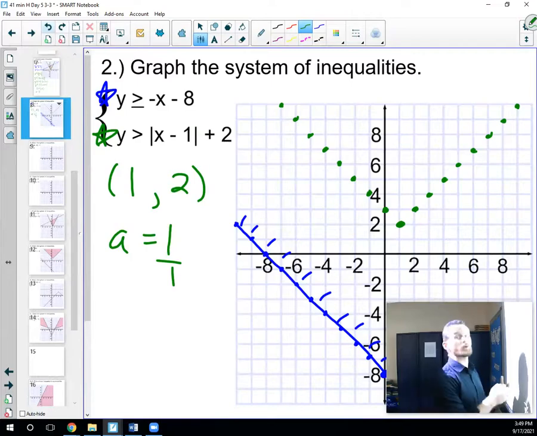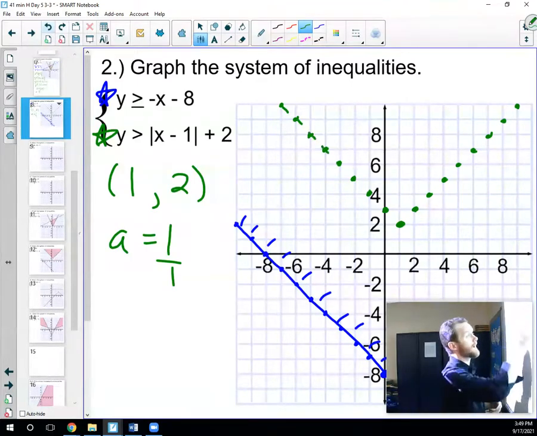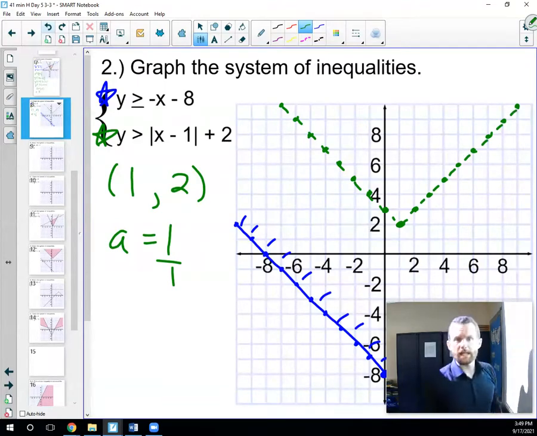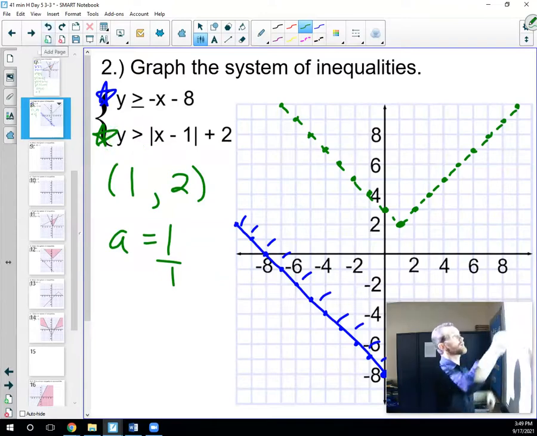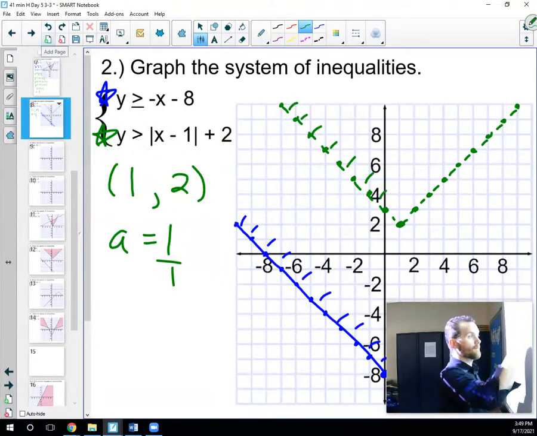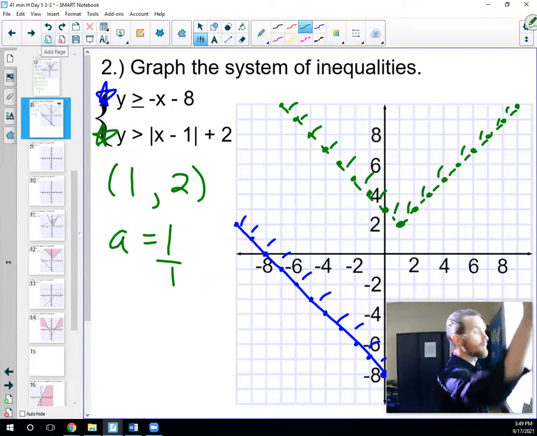Okay, it's not or equal to, it's just greater than, so this is going to be a dotted V. And then shading, y is greater than, looking right there, y is greater than, so I shade above. So we shade above the V.